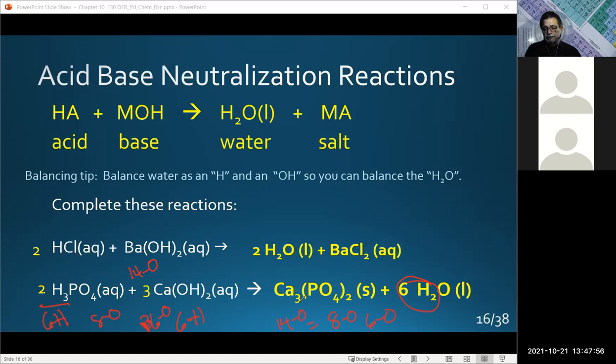So oxygens are balanced, hydrogens balanced, phosphorus is balanced. We're good to go. And we did that by following the proton and the hydroxide as far as balancing acid-base reactions.